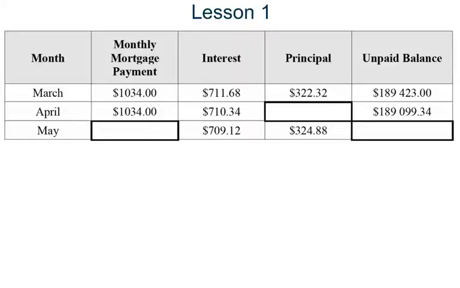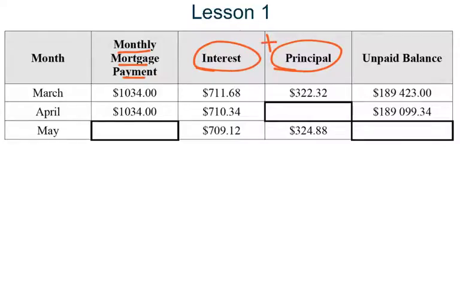In this example, we're going to see how to read and complete an amortization table. When we see the amortization table, we need to understand one thing. The monthly payment that we pay for our mortgage, right here in this column, is always going to be made up of the interest plus the principal.